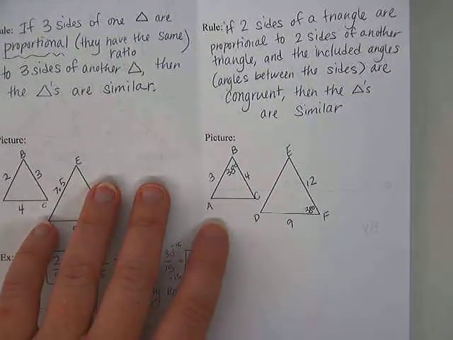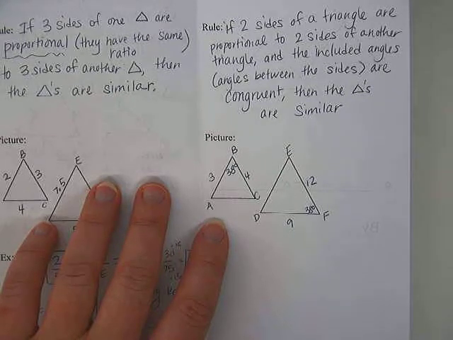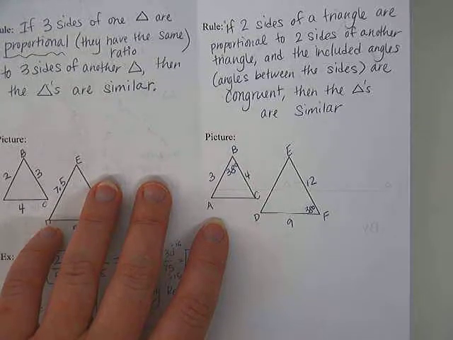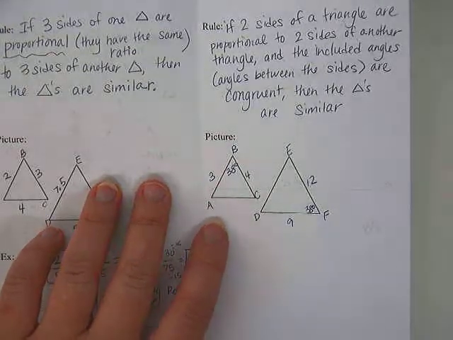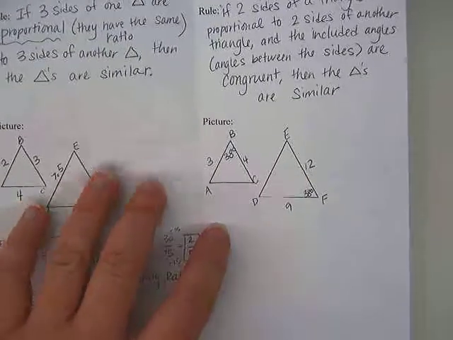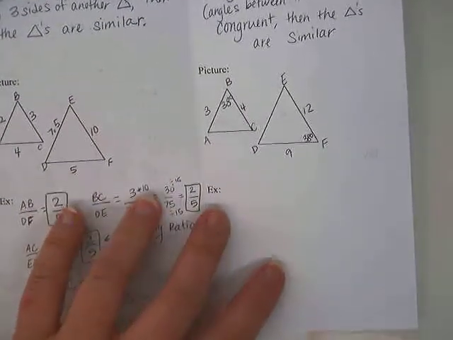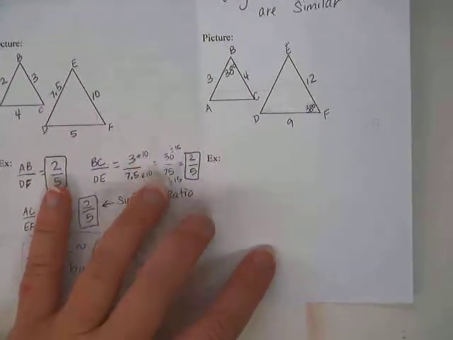Okay, so I've labeled two triangles here with two sides and an angle. So to prove this, we have to show the ratios for the two sides, and then we have to show that the two angles are congruent. And that they're between. They have to be between. Okay, so which side do you think matches up with which, if they do match up?